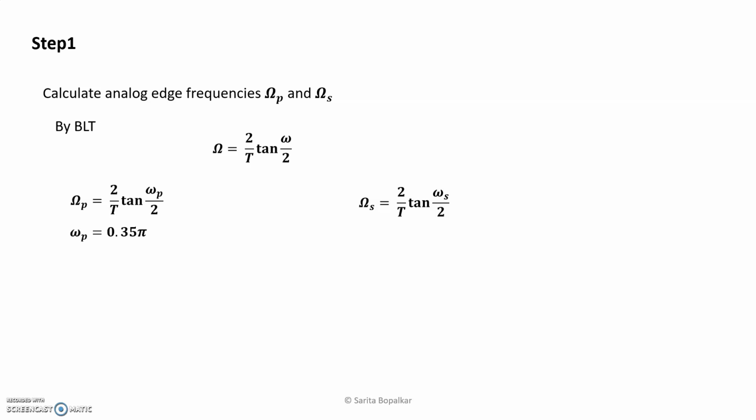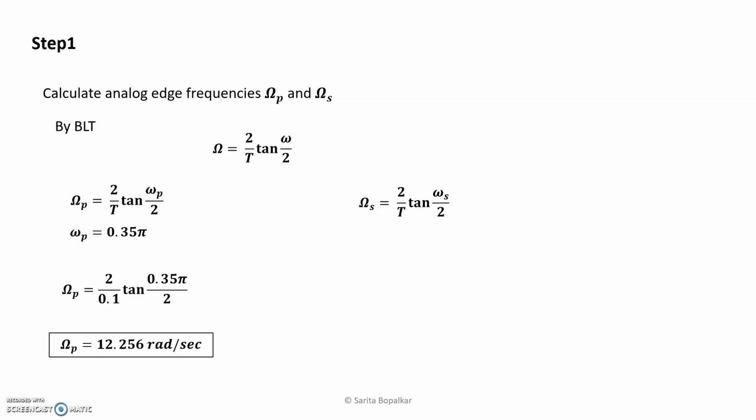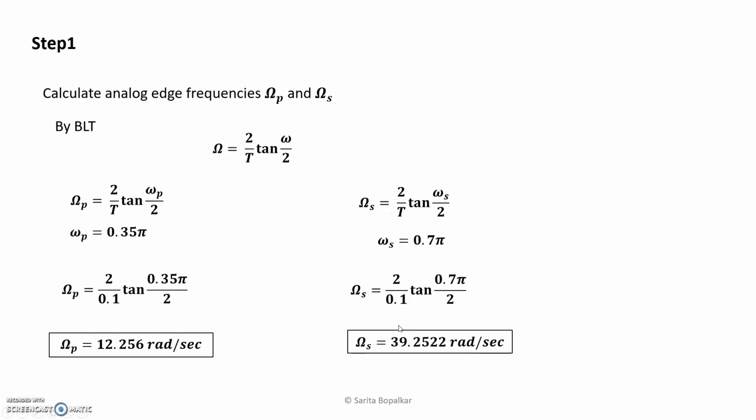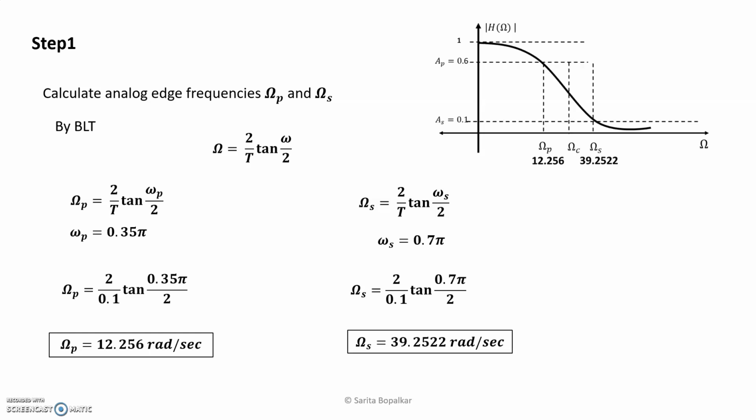Let's calculate Ohm P. For that, omega P is 0.35 pi, which is given in the design statement. So Ohm P becomes 12.256. And for Ohm S, omega S is 0.7 pi and T is given as 0.1. So Ohm S is 39.2522 radian per second. So this is the Butterworth analog filter specification, where Ohm P is 12.25 and Ohm S is 39.25, with the passband gain and stopband gain.